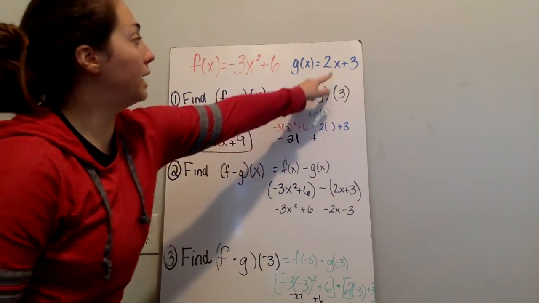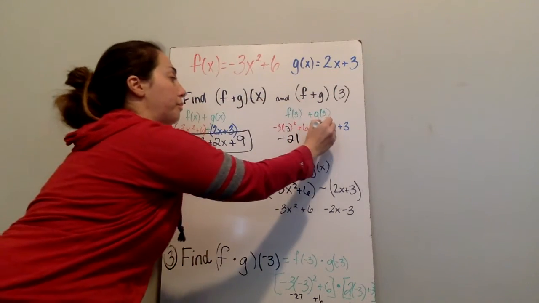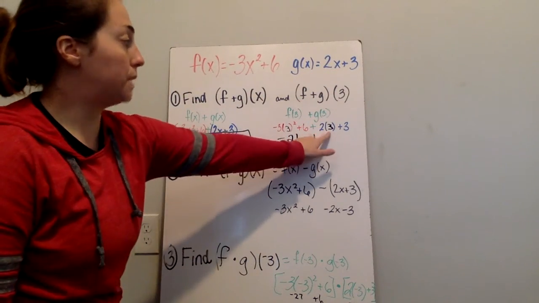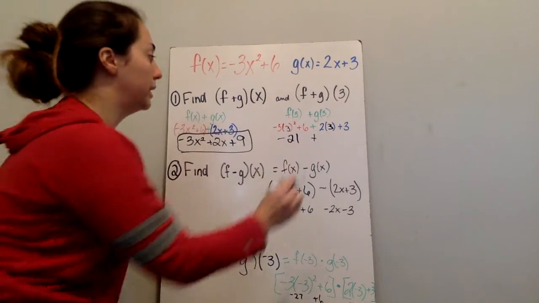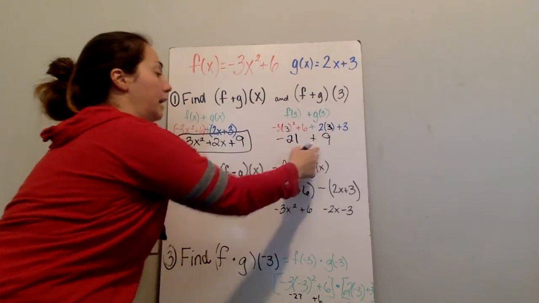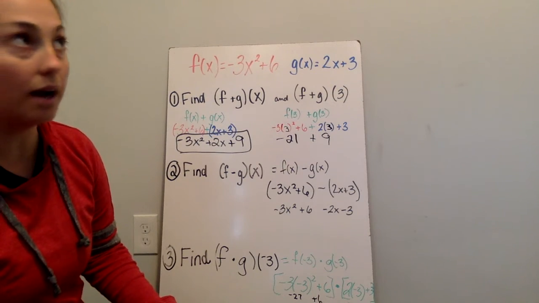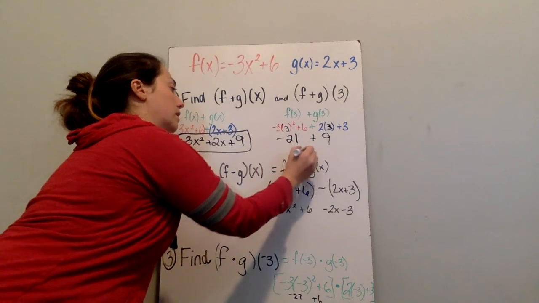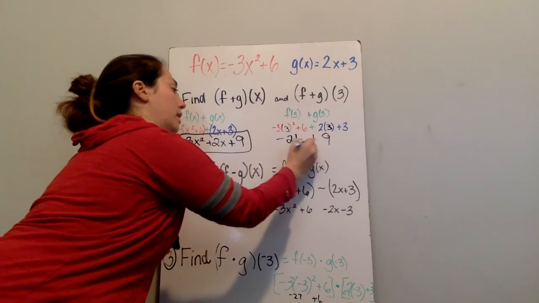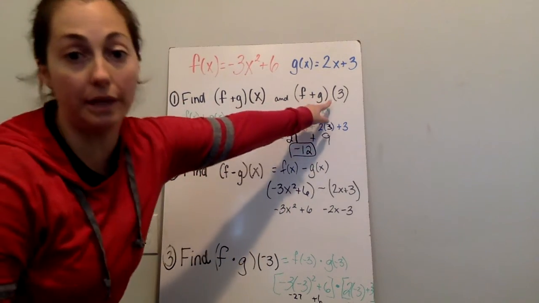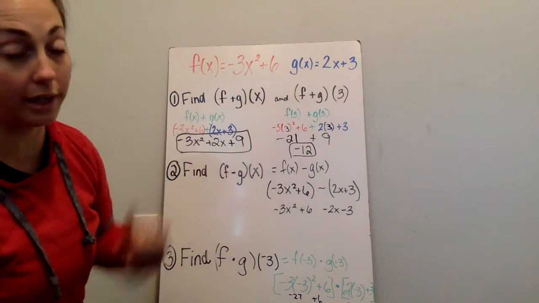So I plug in 3 for x in g. So I have 2 times 3, that's 6, plus 3, that's 9. And negative 21 plus 9 is negative 12. And that's my answer there. So notice when you're plugging in a number, you're going to get a number. When you're plugging in an x, you're going to get x's.